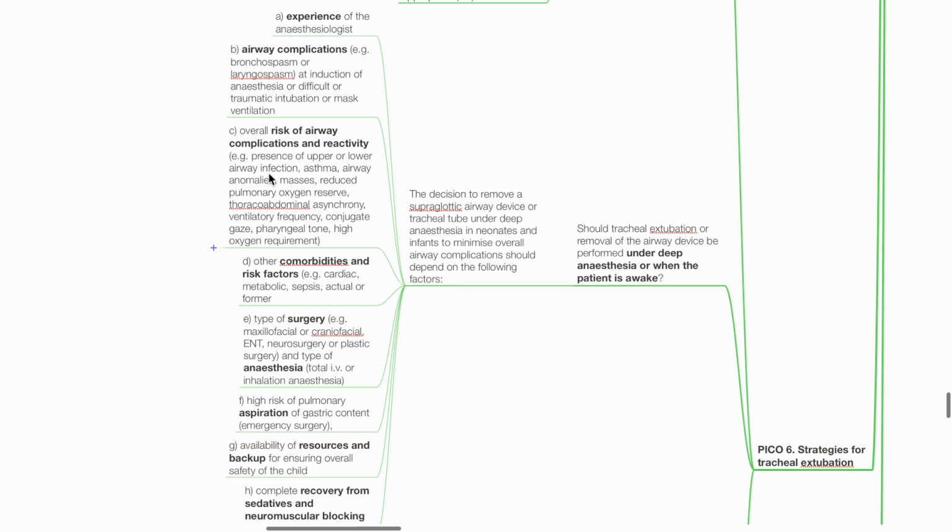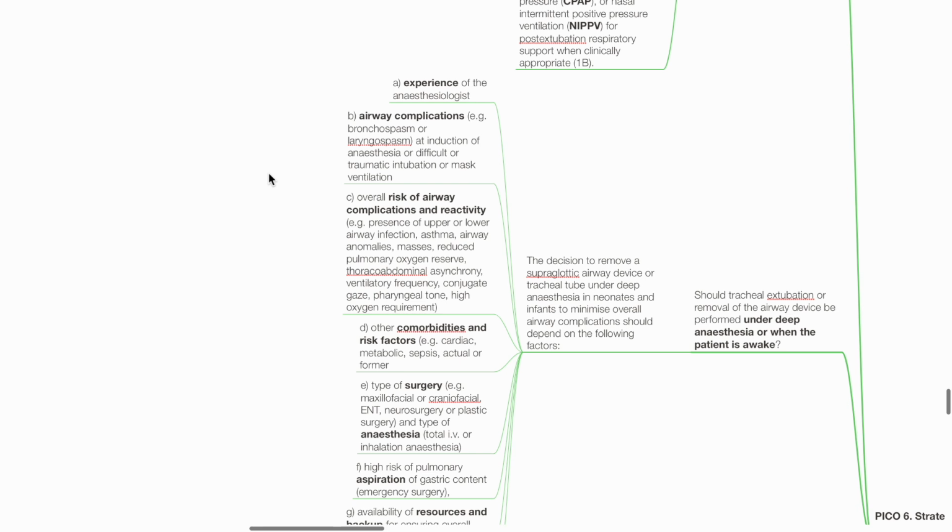Next, should tracheal extubation or removal of airway device be performed under deep anesthesia or when the patient is awake? The decision to remove a supraglottic airway device or tracheal tube under deep anesthesia in neonates or infants to minimize overall airway complications should depend on the following factors. A. Experience of the anesthesiologist.